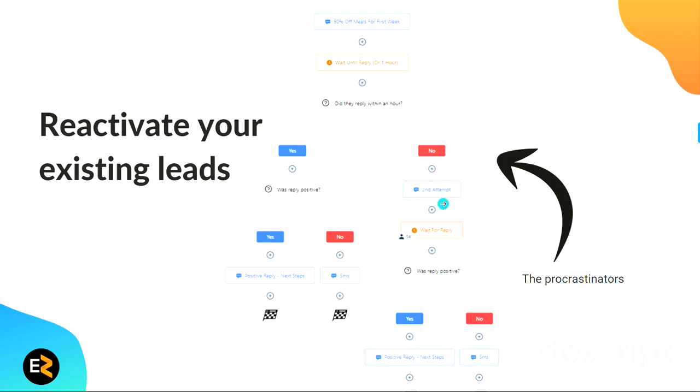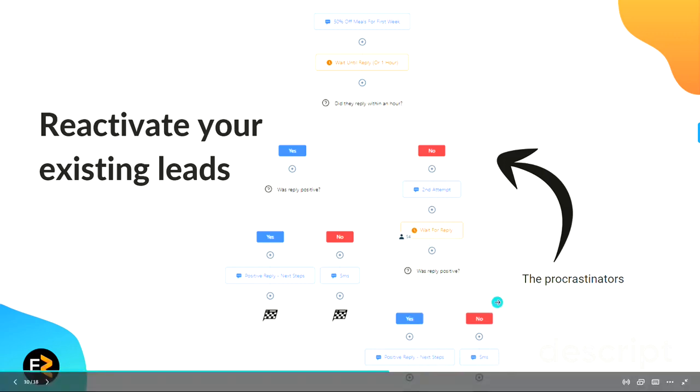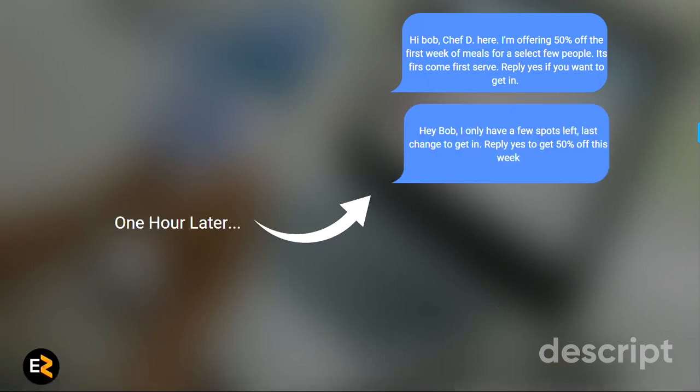So the second attempt is going to wait for a reply and do the positive or negative reply, just like before. So the first message is the offer. The second message is an hour later and they haven't responded. So the message says, "Hey, Bob, I only have a few spots left. Last chance to get in." And another error here. You probably don't want to make so many errors. "Last chance to get in. Reply yes to get 50% off this week."